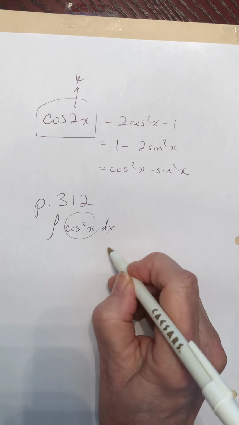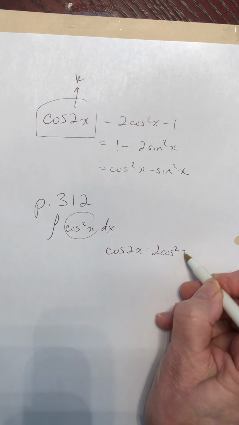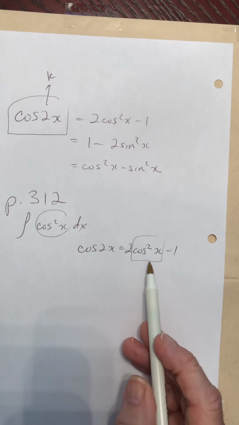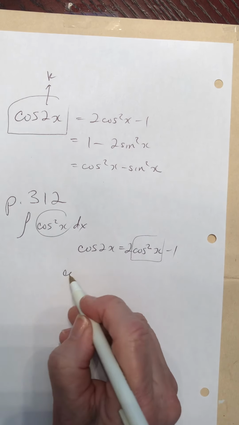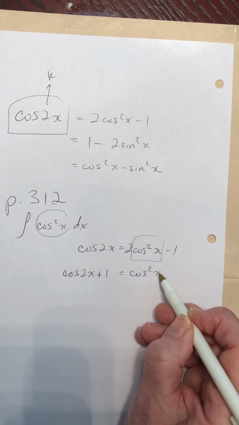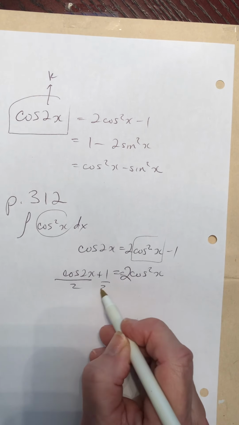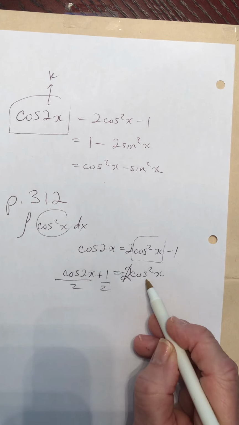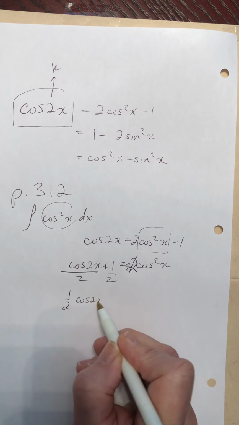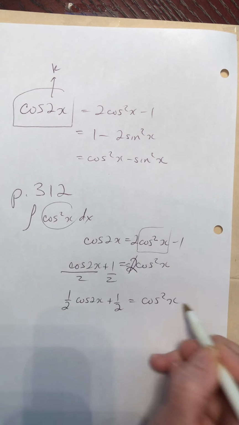So you could say, all right, cos 2x is 2 cos squared x minus 1. So I'm looking for a replacement for this. So the next step would be to add that over. So cos 2x plus 1 is 2 cos squared. Sorry, then there's a 2 here. And then divide by 2, divide by 2. So you have a different replacement now for cos squared. You would have 1/2 cos 2x plus a half. There is now a replacement for cos squared.